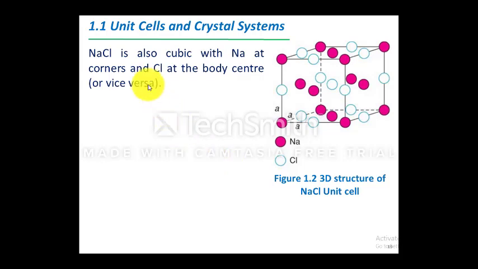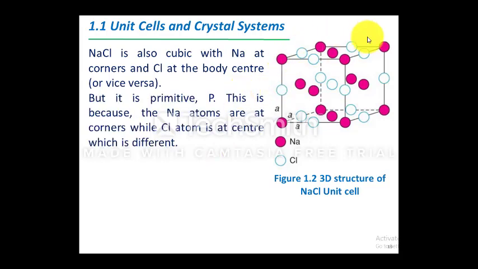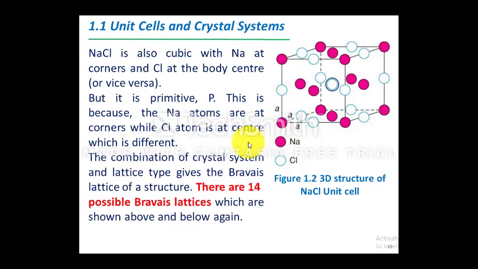Here is an example of sodium chloride. It is a cubic system. We can see there are sodium atoms at the corner, but this structure is primitive. Primitive is represented by P. It is the most common Bravais lattice. This sodium chloride is primitive. It is not body centered. Even though there is a chlorine atom at the center of the cube, this chlorine is different from the sodium atoms, which are present on the corners of the cube. So this is why this structure is primitive.